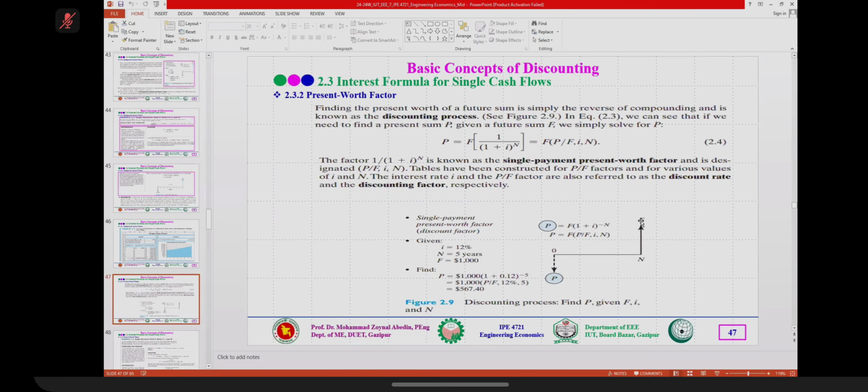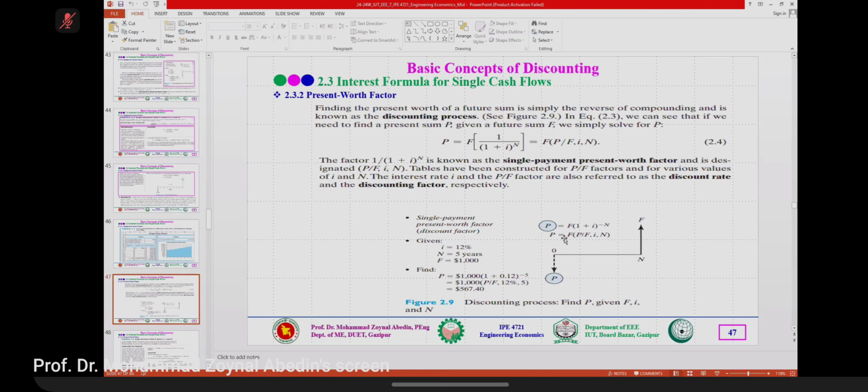So here you can see F will be given, the future value. I have given it, and we have to find out the P value. Very similar: i equal to 12% is given and n equal to 5 years. Future value is given, 1000. We have to find out the P value by using the discounting process.